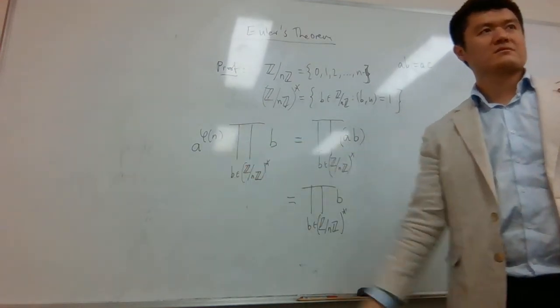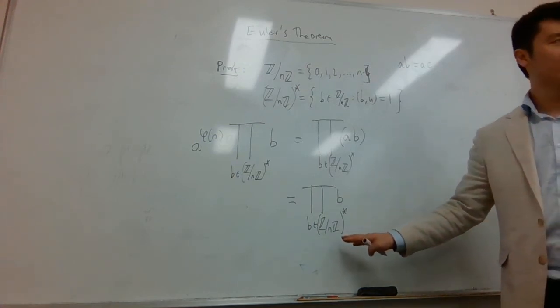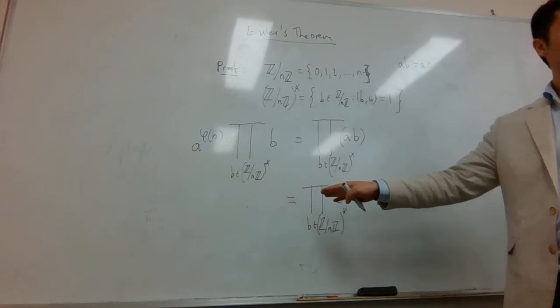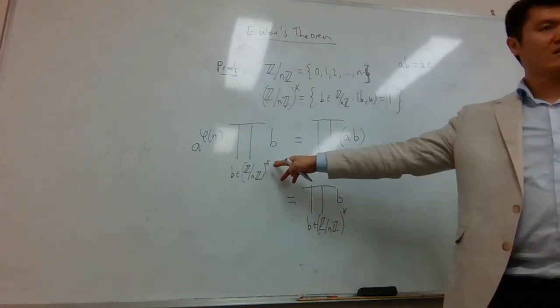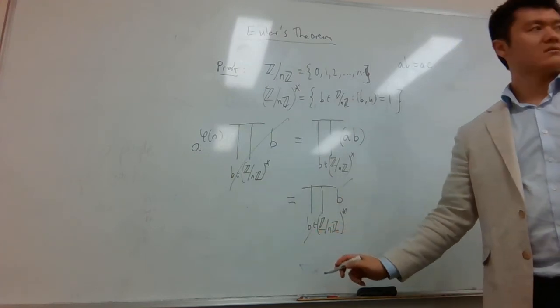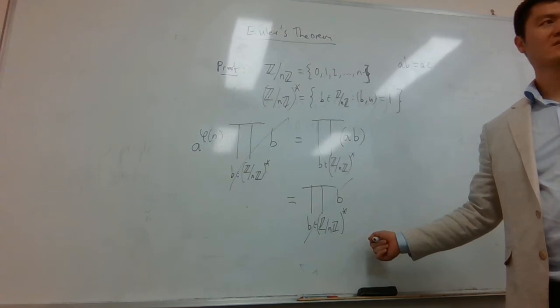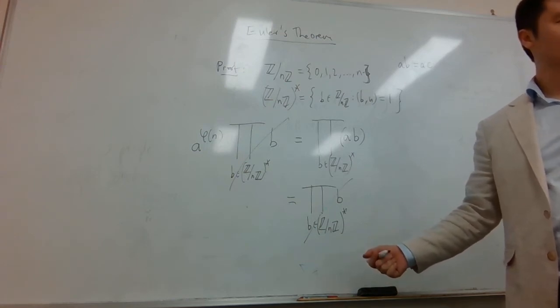Wait, hold on, I think I'm stuck. What did I do? I think I confused A and B. Rookie error. Okay, so if this is true, this is equal to that, and that's the same as that, right? So if you could cancel it, what would you get? A to the phi n equals 1. That would prove it then, right?